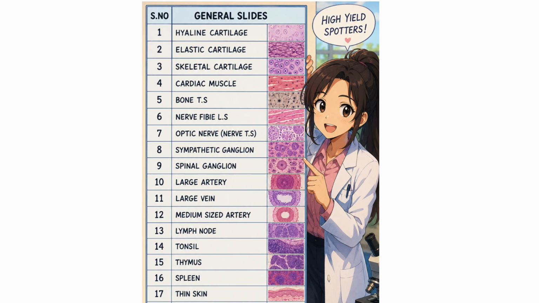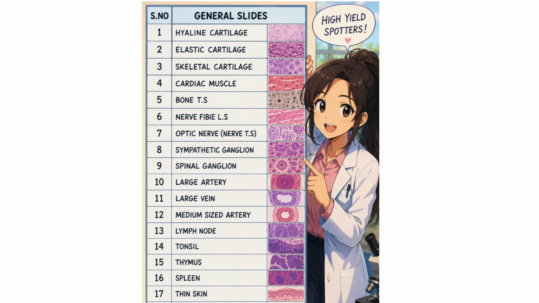Central retinal artery and vein is seen centrally. Sympathetic ganglion: multipolar neurons scattered irregularly, and satellite cells are around each neuron. No pseudo unipolar shape, and nucleus is often eccentric, whereas spinal ganglion has pseudo unipolar neurons arranged in rows at the periphery, whereas sympathetic is multipolar scattered irregularly.